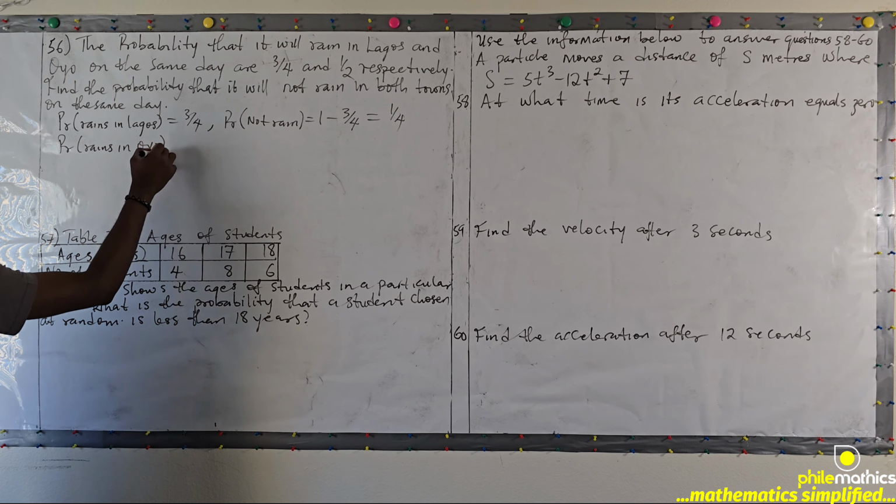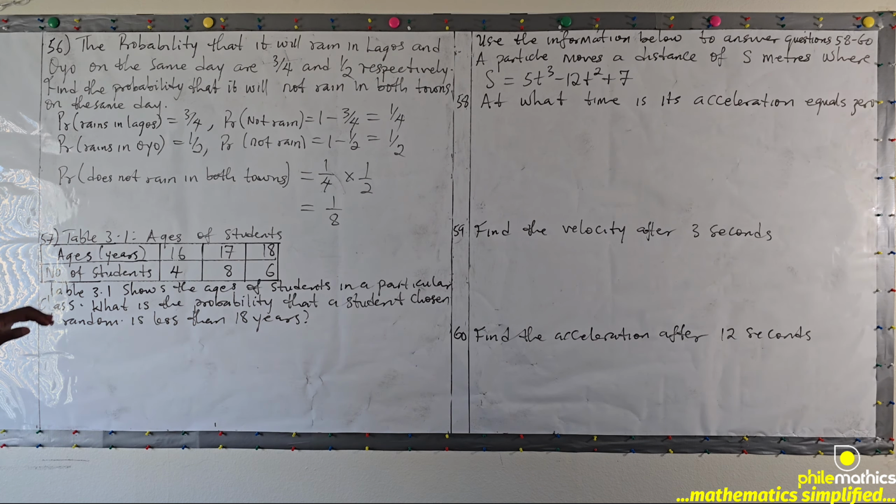So therefore, probability it does not rain in both towns on the same day will be 1 over 4 times 1 over 2, the product, which is 1 over 8.